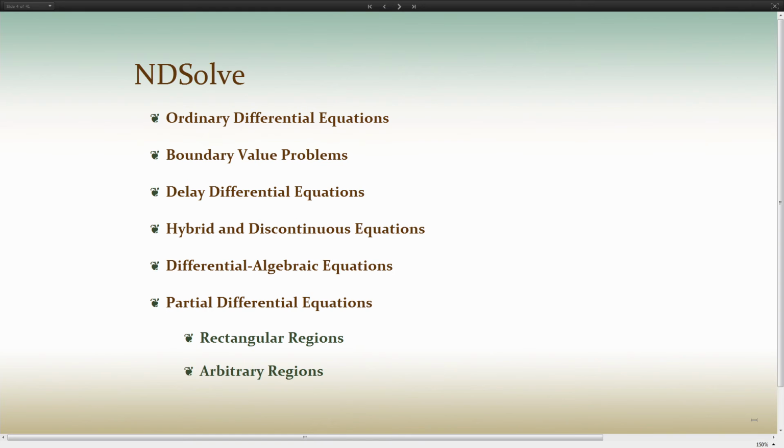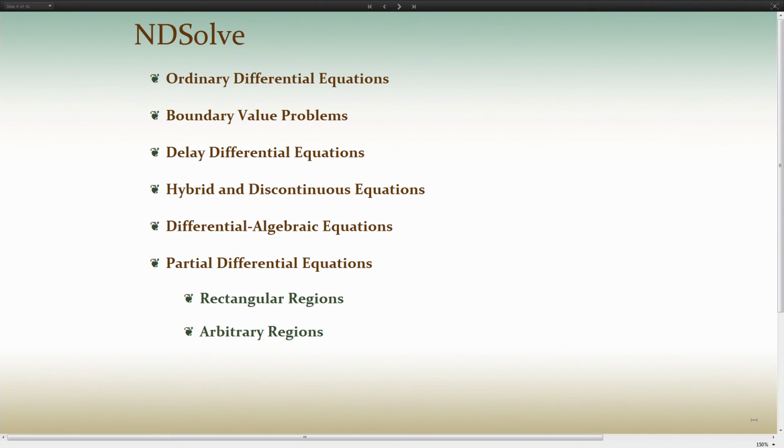NDSolve itself is probably one of the most complicated functions within Mathematica. It does a lot of things, so you can solve ordinary differential equations, boundary value problems, delay differential equations, hybrid and discontinuous equations, differential algebraic equations, and partial differential equations. And in the partial differential equations division, you can use a specific method for solving PDEs over rectangular regions, or, and now that's the new part, over arbitrary shaped regions. So we drill down a little bit to where my comfort zone is. I'm going to talk about NDSolve over arbitrary shaped regions.